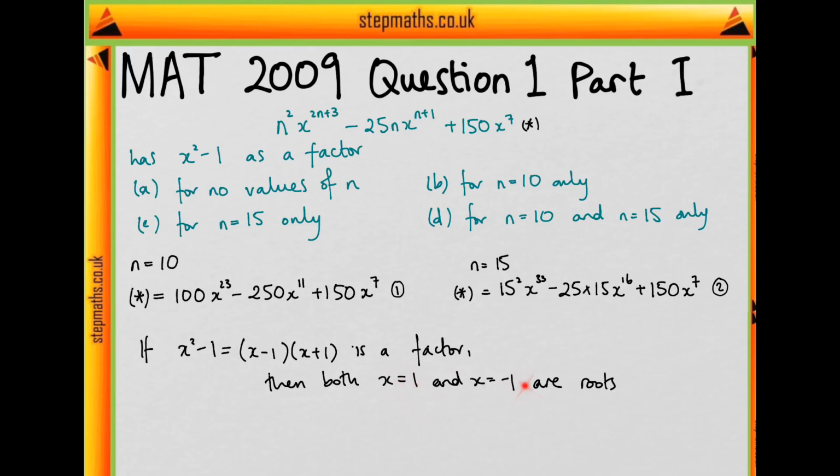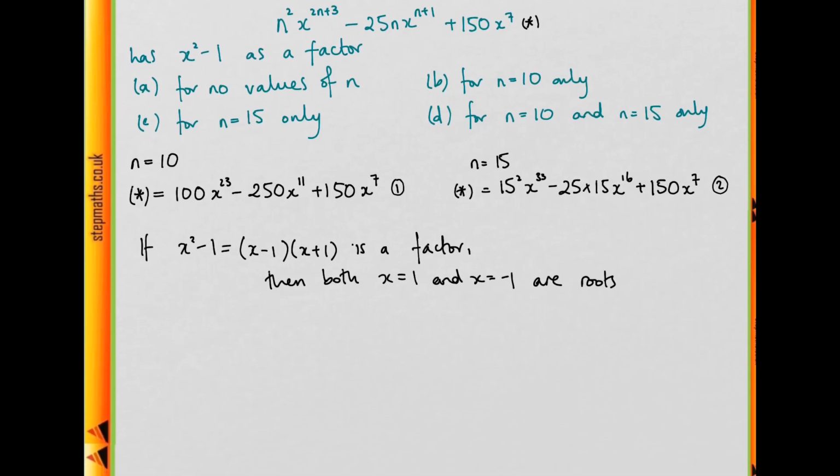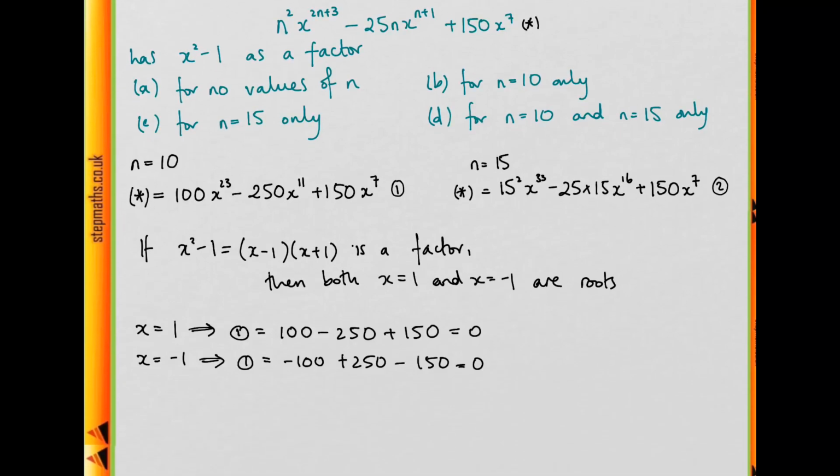So let's substitute 1 and minus 1 into equations 1 and 2 and see if we get 0. If we get 0 for both 1 and minus 1, then we know that 1 and minus 1 are both roots, and hence x squared minus 1 must be a factor. If we substitute 1 and minus 1 into equation 1, we see that indeed for both 1 and minus 1 we get 0, and hence x squared minus 1 must be a factor of 1.